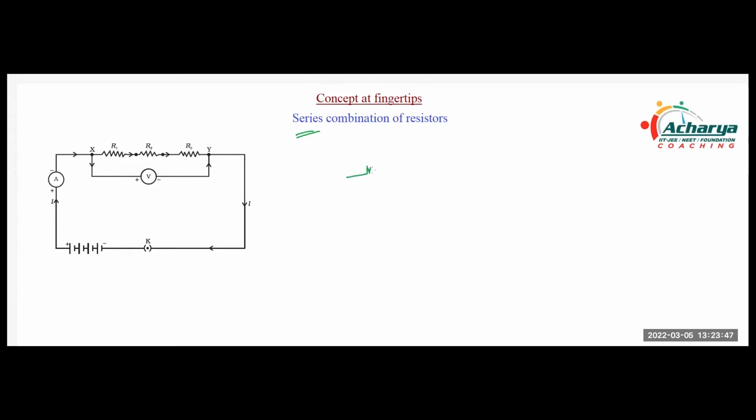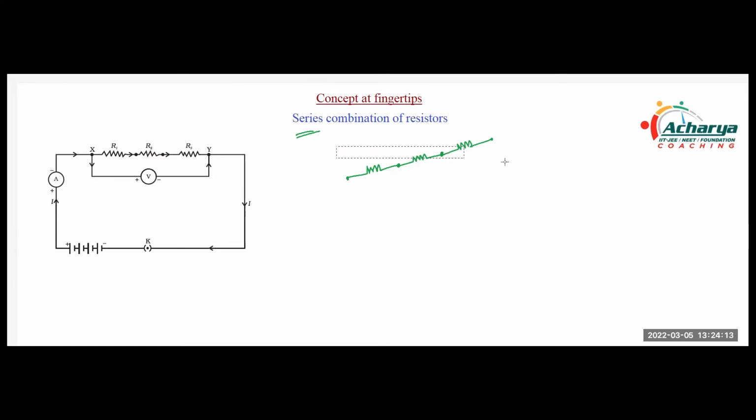If you connect the resistors in such a way that one end of a resistance is connected to another resistance, and the end of that is connected to another resistance and so on, like if we have a combination like that, then we have series combination. So from the figure we can see it is connected in series.